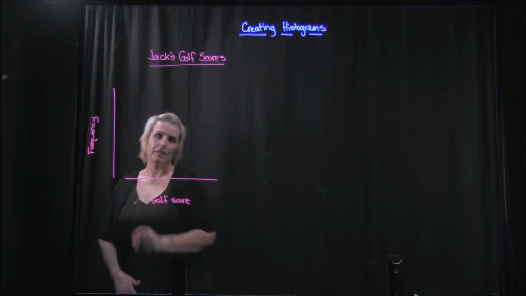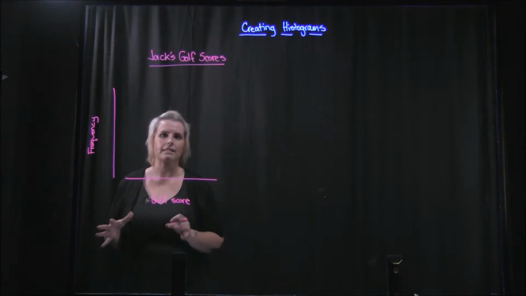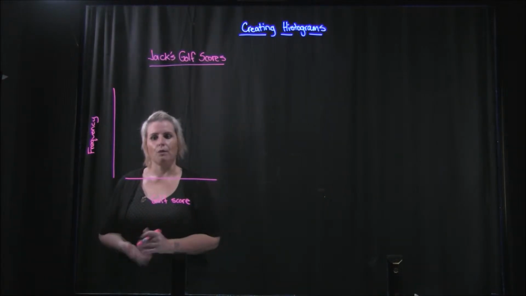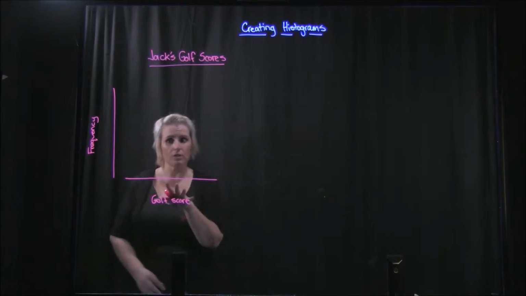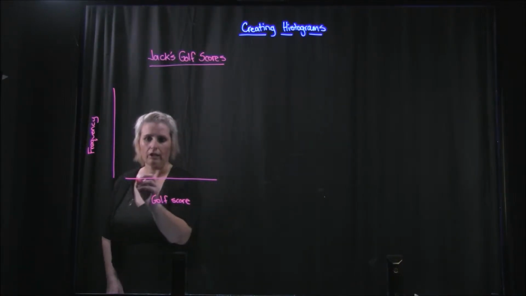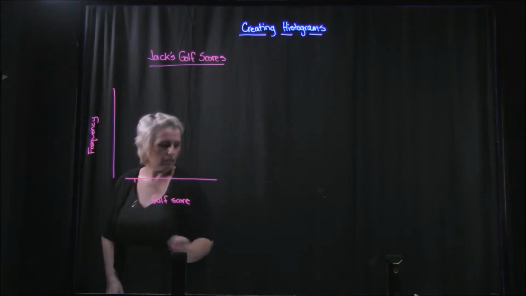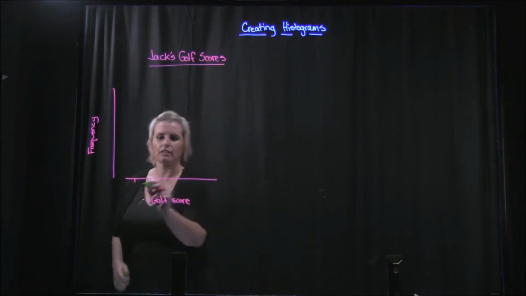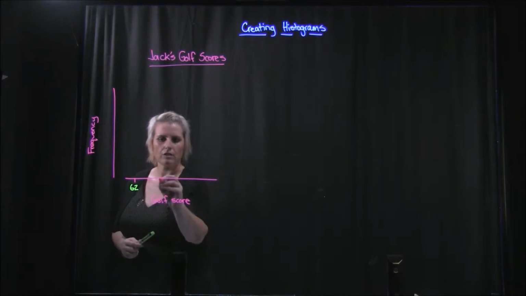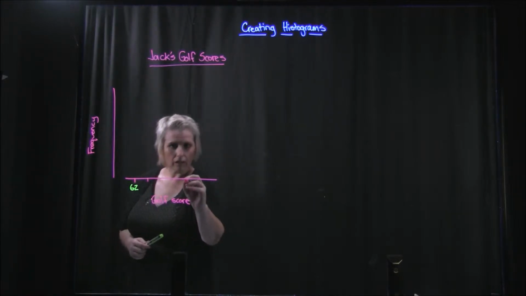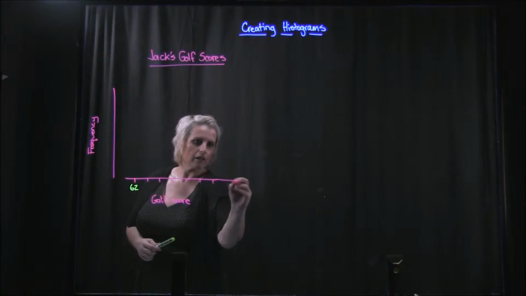Now, I've left this gap here because a lot of the time you'll find that your data set won't actually start at 0. So when it comes to golf scores, these golf scores start at 62. So my first one is actually 62, and then 3, 4, 5, 6, 7, 8, 9.